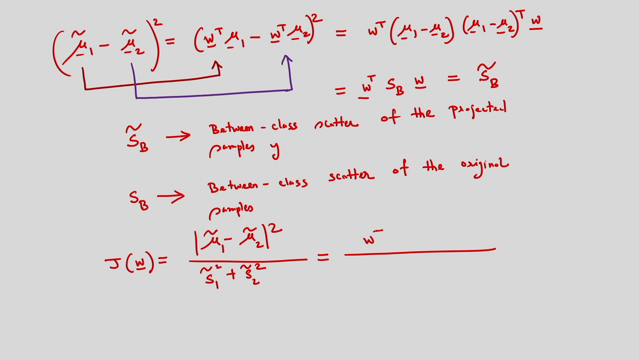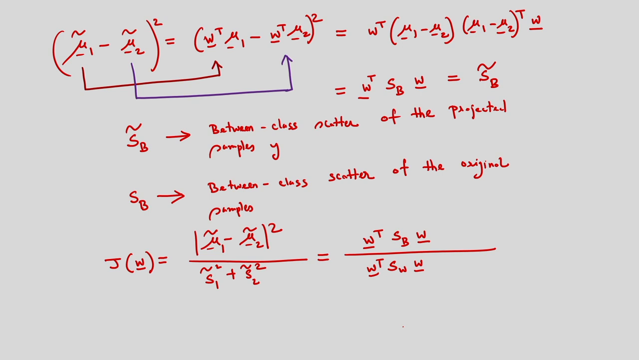Now W transpose S_B W and W transpose S_W W. So what is this J(W)? It is a measure of the difference between class means normalized by a measure of the within class scatter matrix, that is J(W). So I am repeating this, J(W), that is the criterion function, is a measure of the difference between class means normalized by a measure of the within class scatter matrix.